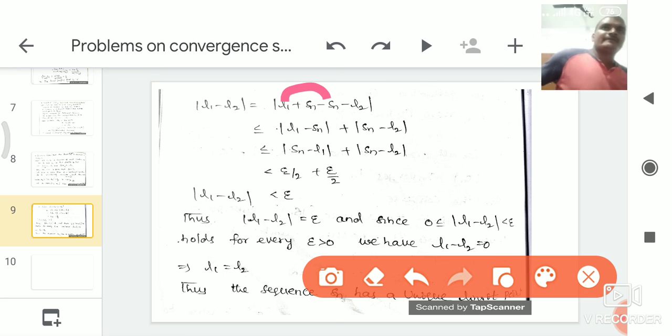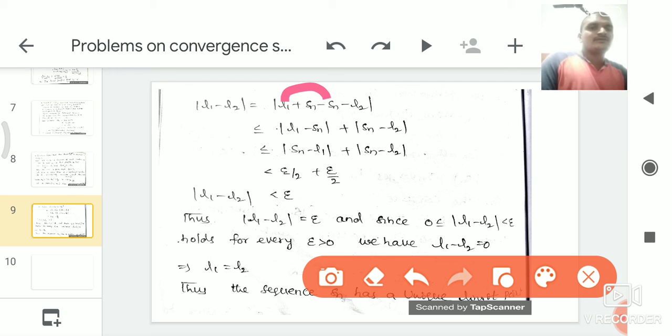Mod a minus b is equal to mod b minus a. From that, mod L1 minus Sn can be written as mod Sn minus L1, plus mod Sn minus L2. Already we know that mod Sn minus L1 is less than epsilon by 2, and mod Sn minus L2 is also less than epsilon by 2. Epsilon by 2 plus epsilon by 2 equals epsilon. Thus mod L1 minus L2 is less than epsilon.